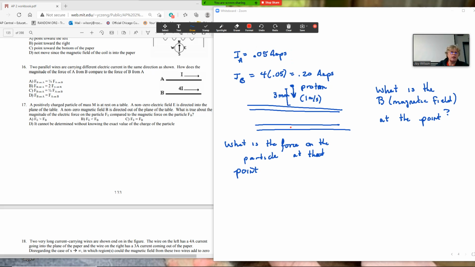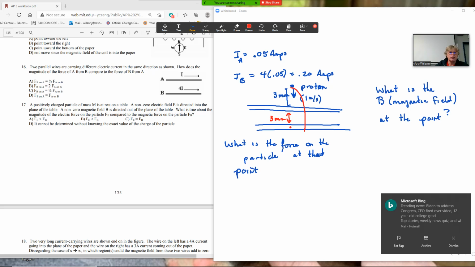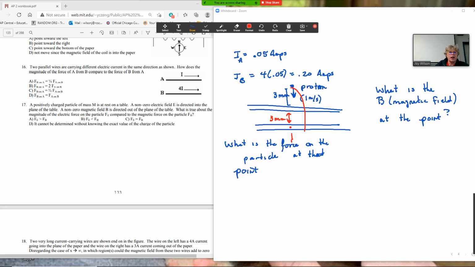So the magnetic field from this guy is, let's make this in here 3 millimeters as well. So we've got here to here is 6 millimeters, and then another 3 on the other side. So we've got how far is the center of this wire to the particle. So we're going to use the magnetic field from the 4 current wire plus the magnetic field from the 1 current wire is going to be our total magnetic field.